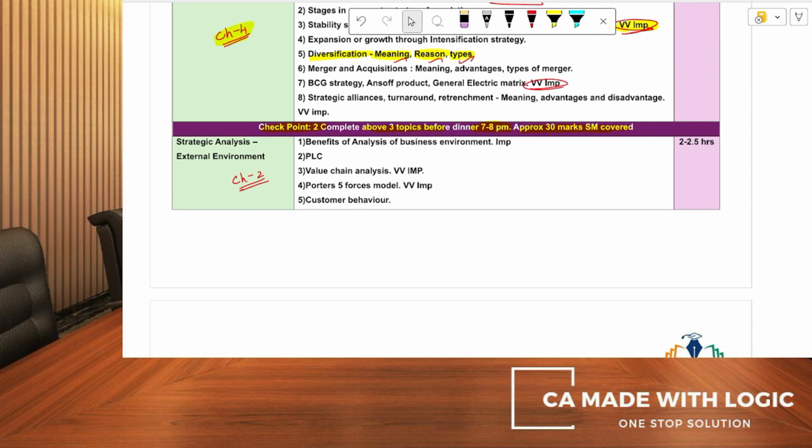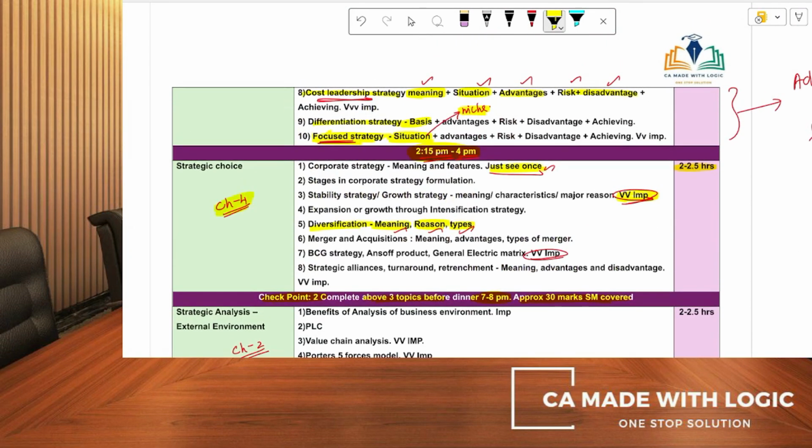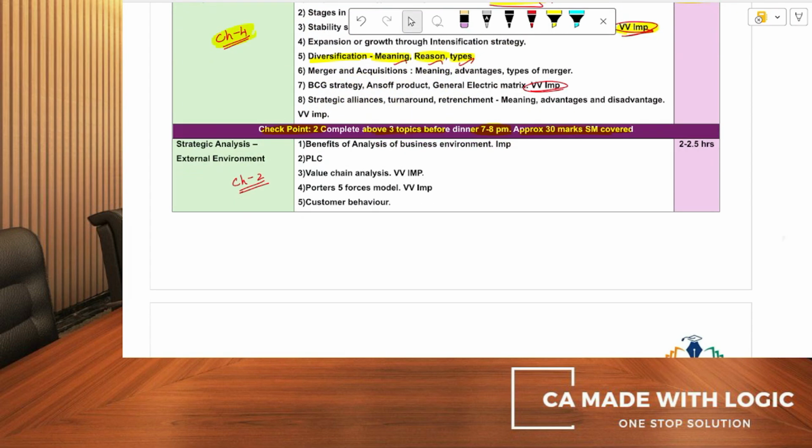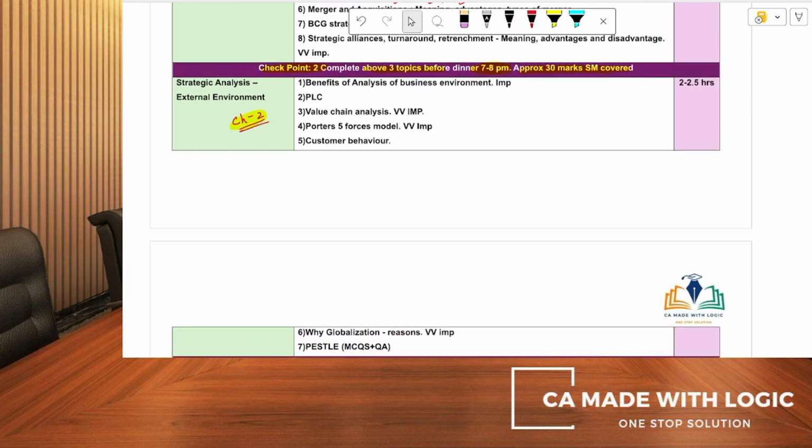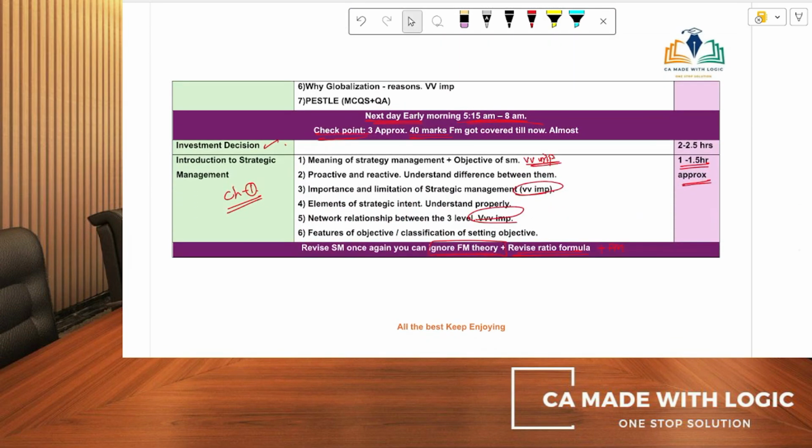Okay, so then from 7 to 8, after completing this specific chapter number 4, you need to get into chapter number 2. Here also I have given what all things you need to focus on.